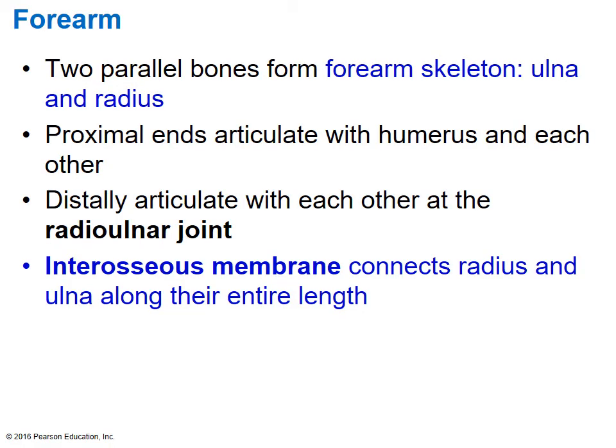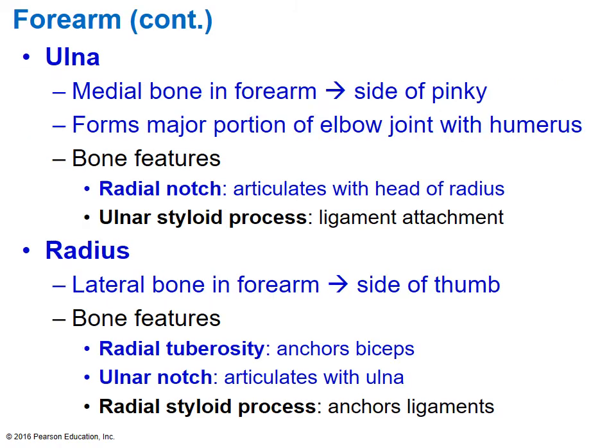Right below the humerus, we are going to have the bones that make up the forearm. And for that, we're going to have two bones we're going to come across. We're going to have the ulna and we're going to have the radius. Both of these bones will be held together by what we call an interosseous membrane, which is a connective tissue membrane that wraps around and connects the radius and the ulna along their entire length. The ulna will be more of the medial side of the forearm. So you can think of it as being on the side of your pinky finger.